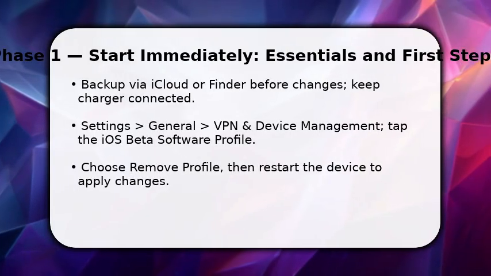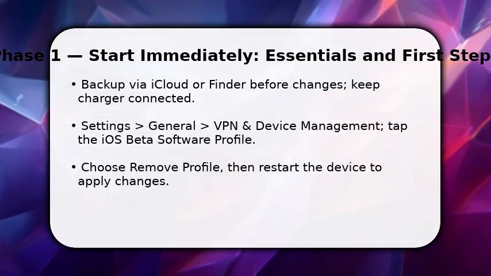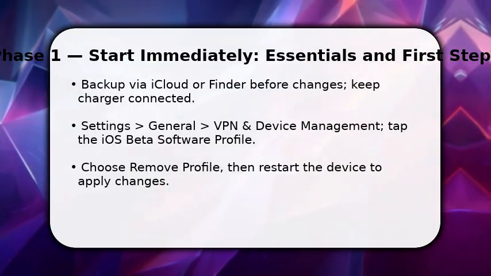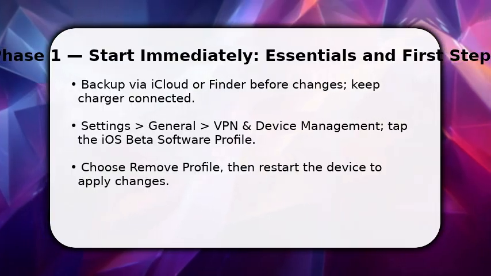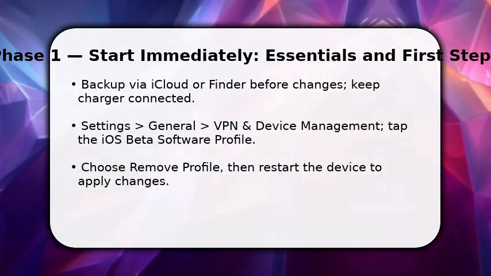You start by backing up your device. This protects data if you need a restore. Once backed up, open Settings, go to General, then VPN and Device Management, and locate the iOS Beta software profile. Tap Remove Profile and confirm. That unregisters your device from receiving beta updates.